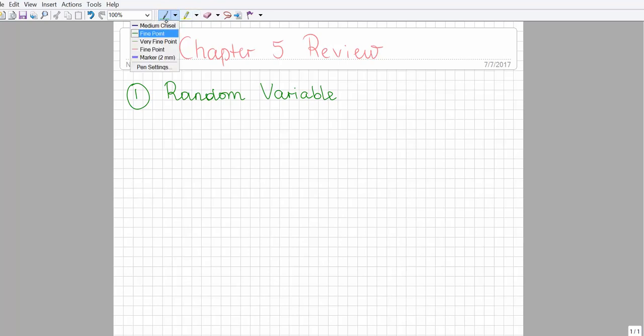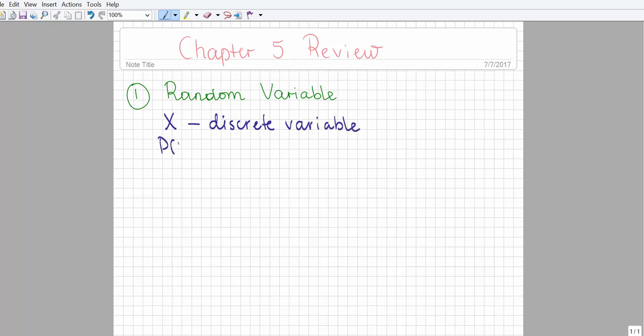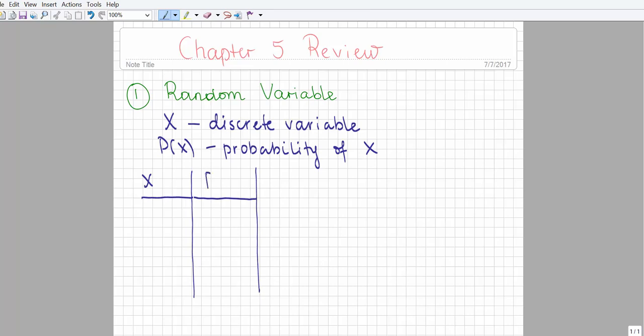Here we talked about the probability distribution function for a random variable, where we say x is a discrete variable, and p of x is the probability of x happening, right? And we looked at tables where you have all your possible x's listed, and then for each x, you have a corresponding probability of that outcome happening, right?